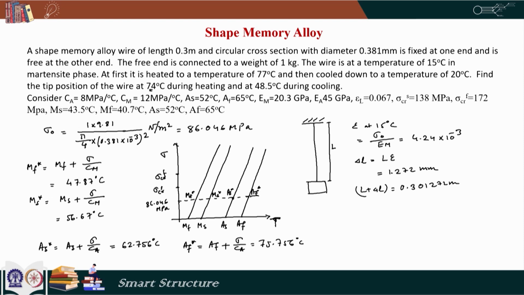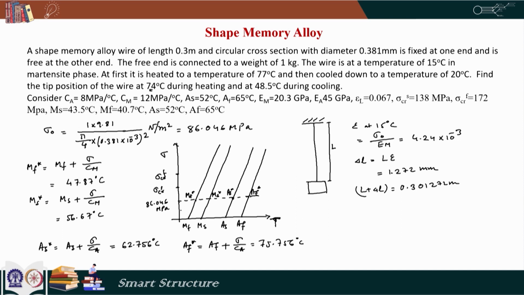Then when we reverse it, when we cool down, we are supposed to find out the tip position at 48.5 degree centigrade, which means we are between MF star and MS star, because MF star is 47.87 degree centigrade and MS star is 56.67 degree centigrade. That means, in between these two we have to find out the strain again. So, at that time we have to take care of the fact that martensite formation is taking place.